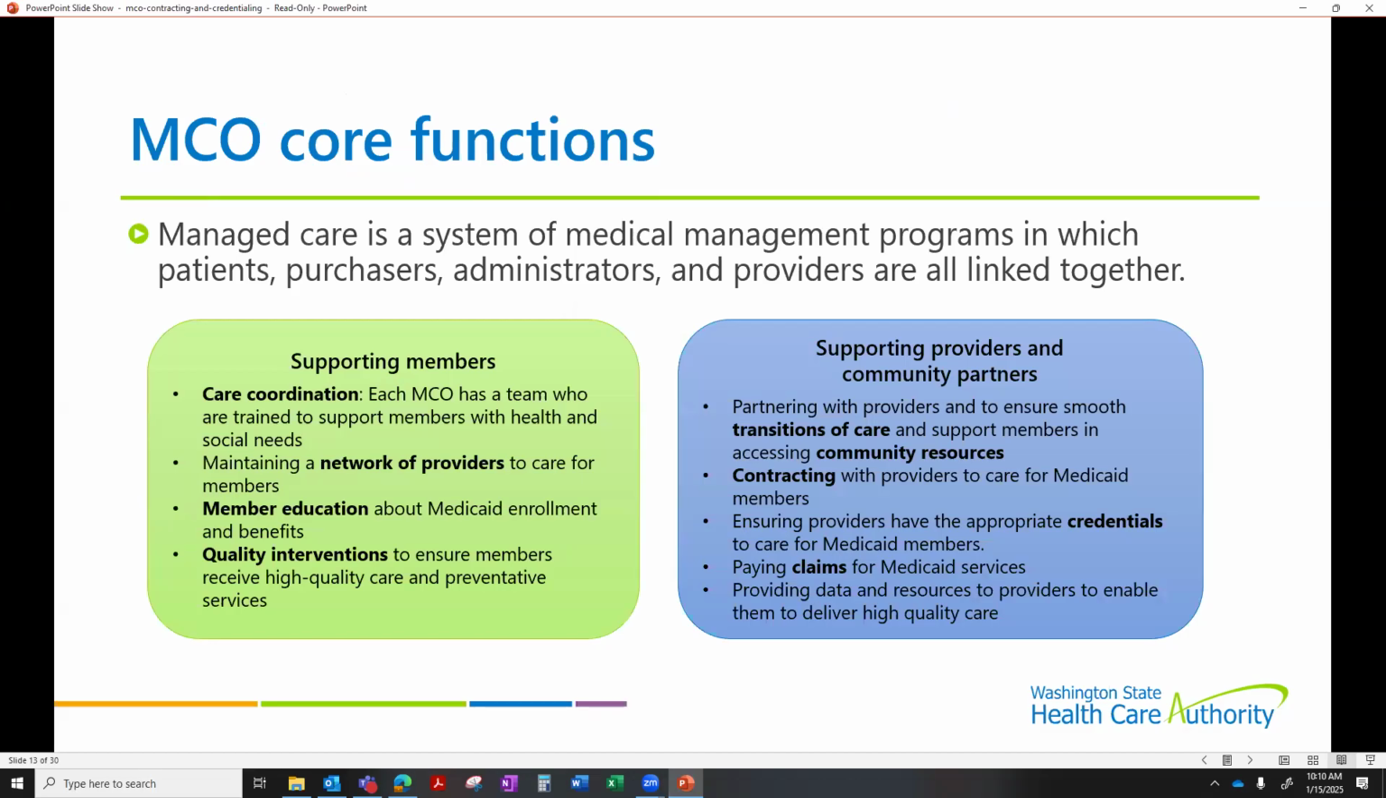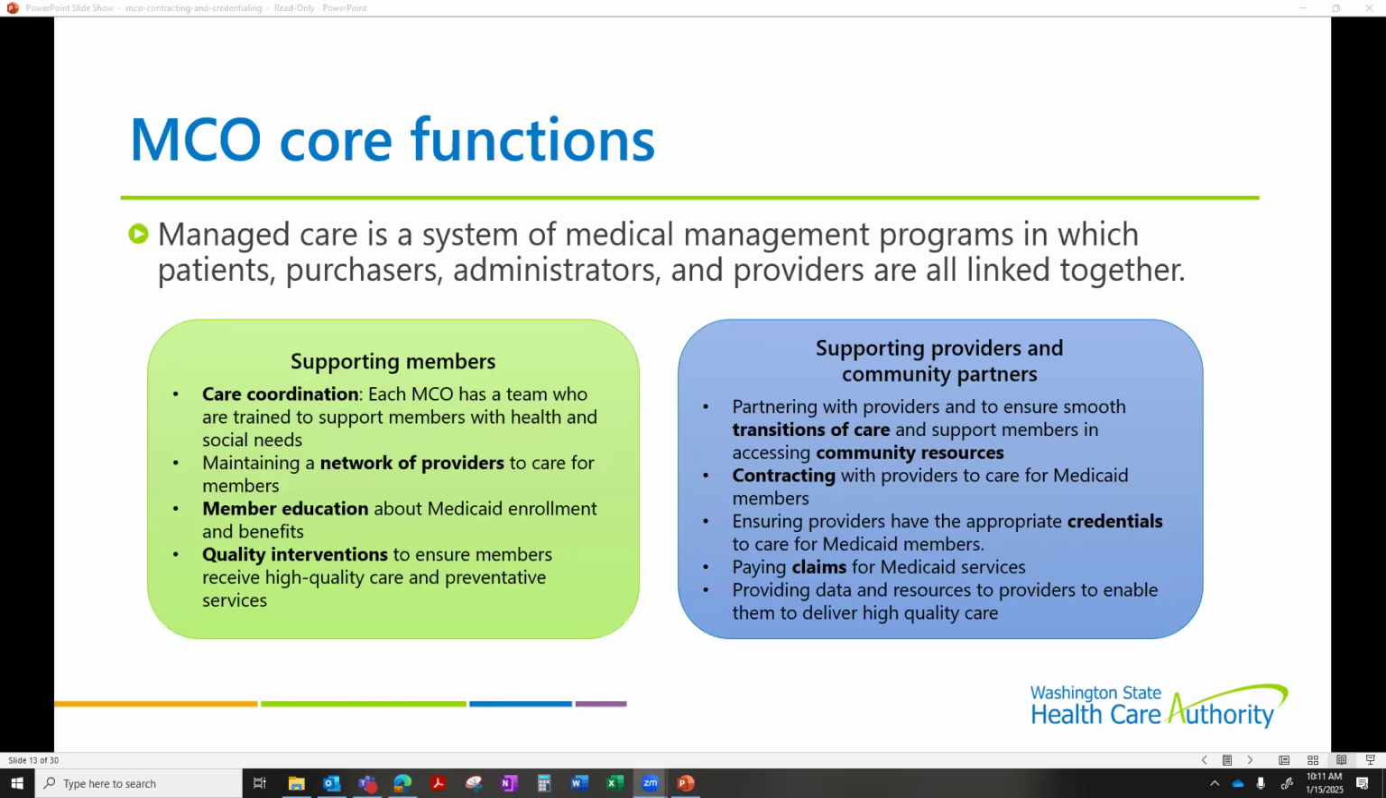So what are our functions? Many of you may have heard some of this information. It may be repetitive to you as we've met with a lot of you, but we definitely want to make sure that we're covering it for everyone. So our core functions are supporting our members and supporting our providers. Managed care is basically a system of medical management programs in which patients, purchasers, administrators, and providers are all linked together. How we support our members is through care coordination, and we do that with you all right now in a lot of ways.